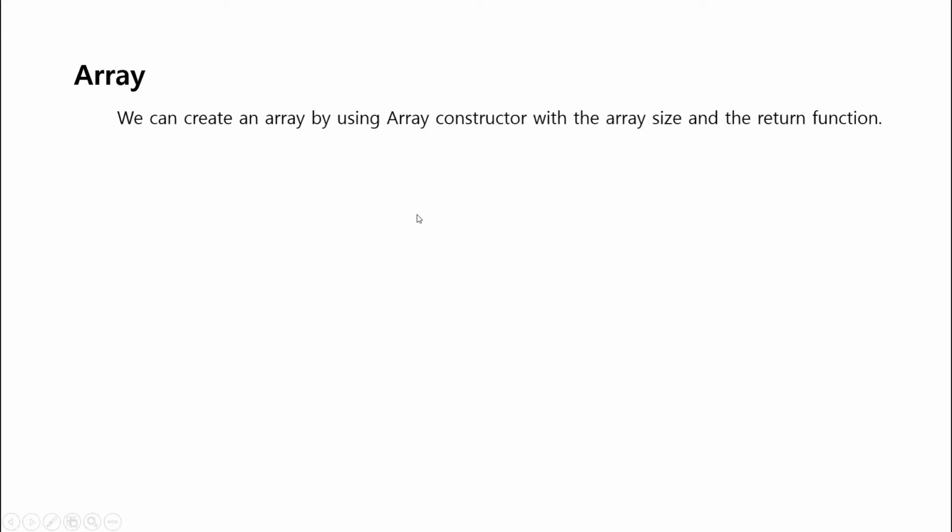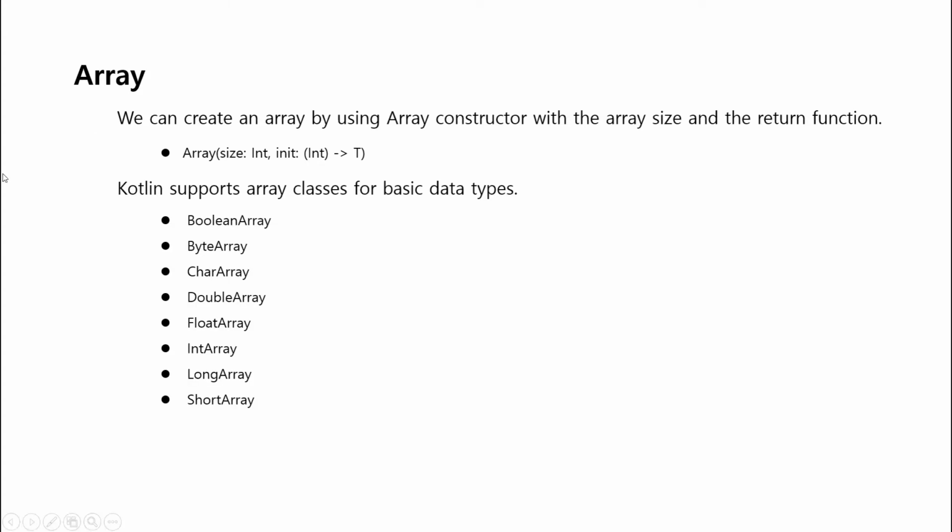So far, we have created arrays by assigning data. But also you can create an array by using an array size. In order to do so, Kotlin provides a constructor. The first parameter is the size, and the second parameter is a lambda function to initialize values. Like arrayOf functions, Kotlin provides array classes for the primary data types. These are the functions. Let's test it out.